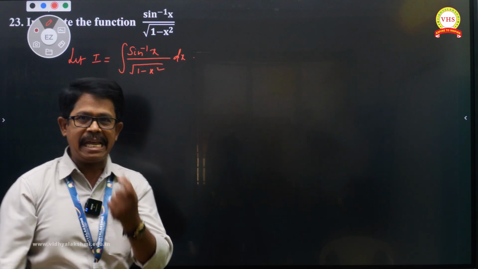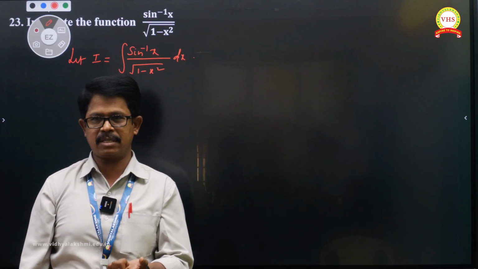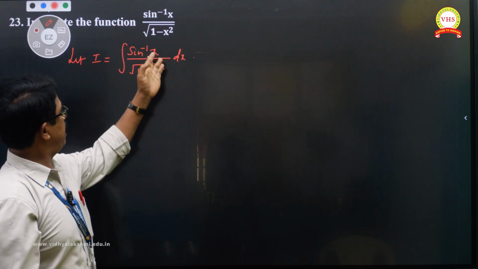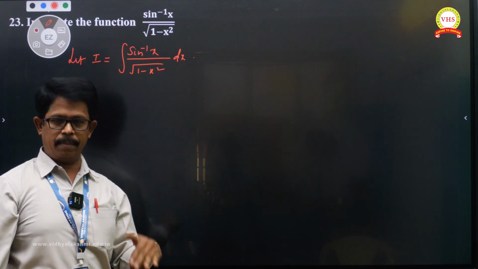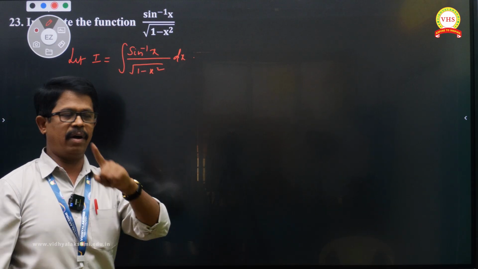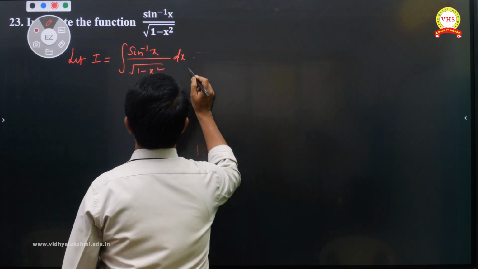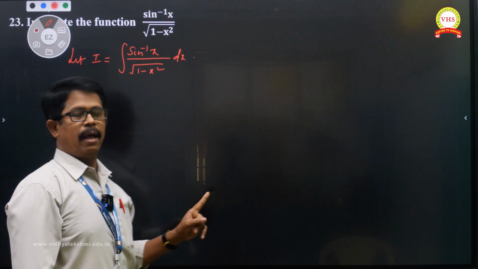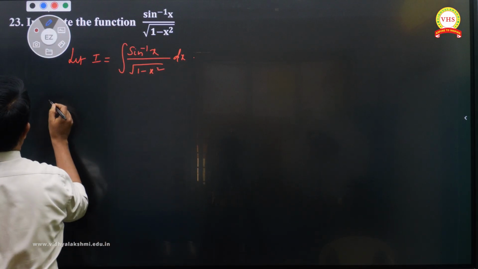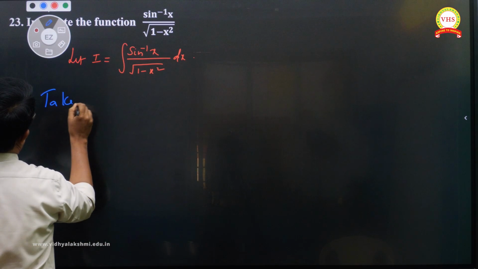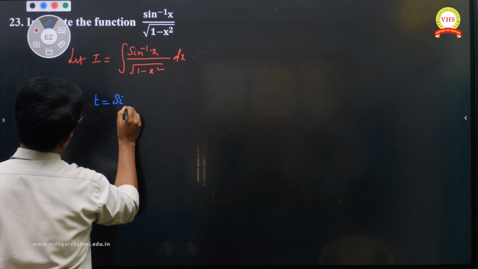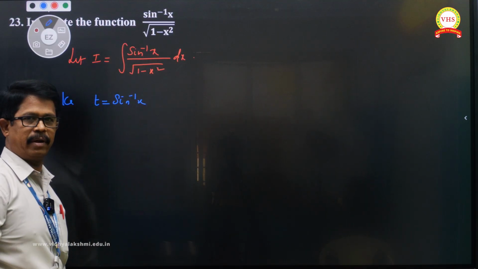Student, when you get any function in terms of an inverse, that should exist in the numerator, because the derivative of sine inverse is 1 by square root of 1 minus x square. Look at this: the integration contains the derivative of the given inverse function. Likewise, we are going to change the x variable into t. Now listen. Take t as sine inverse of x, that is the independent variable x, correct?